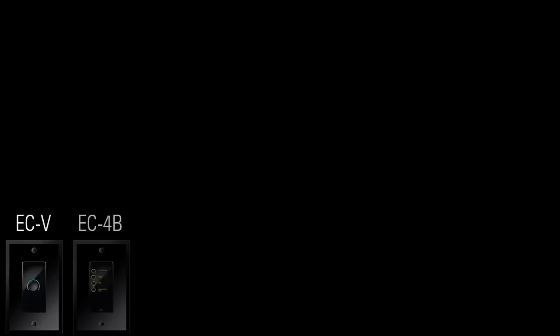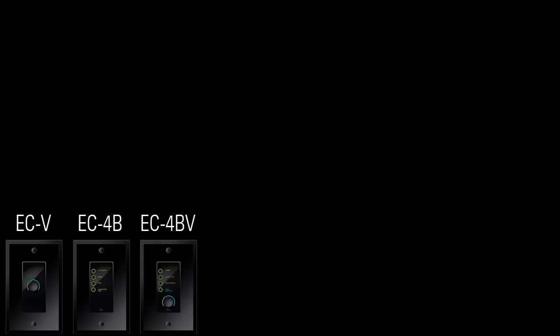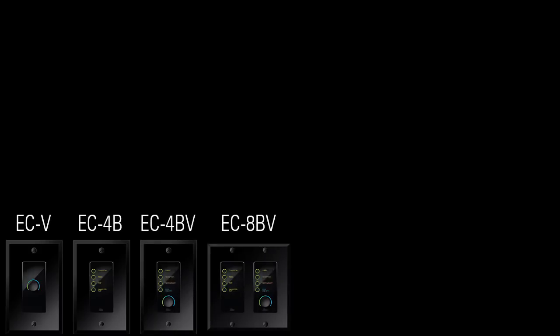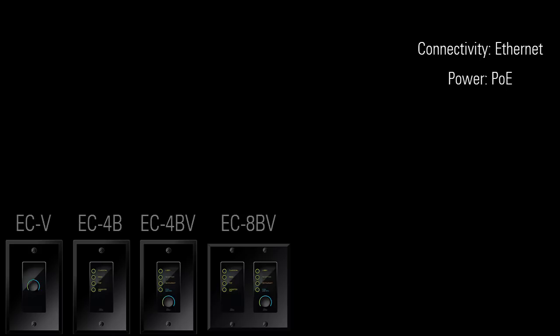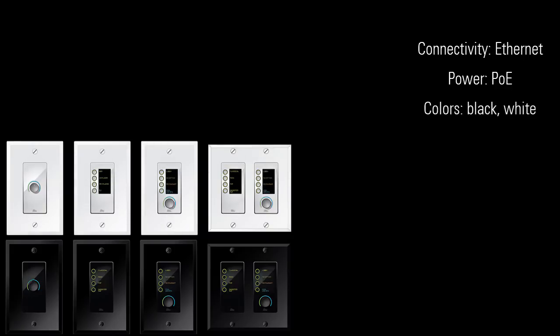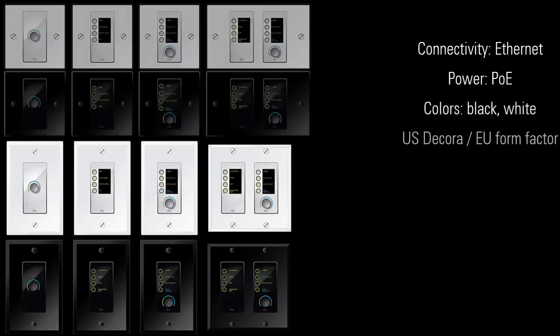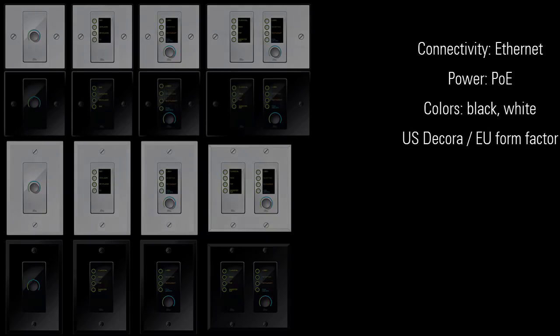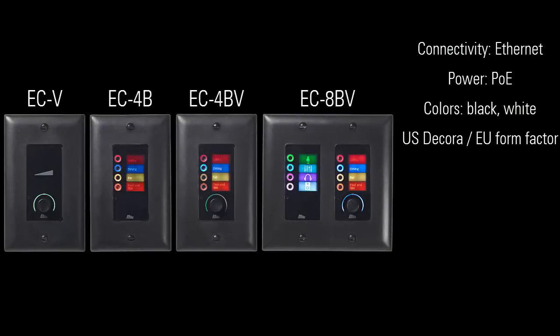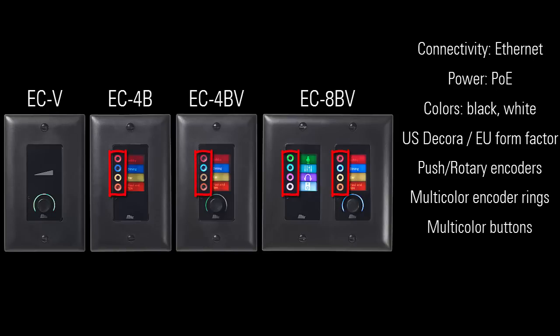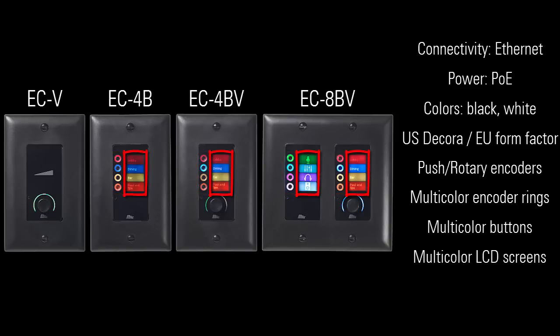The Contrio Ethernet wall controllers are available in 4 different models: the EC-V, EC-4B, EC-4BV, and EC-8BV. Each has a single Ethernet port for configuration, control, monitoring, and PoE powering. They're available in black and white, and each is available in US Decora and EU form factor. They contain various combinations of fully programmable rotary encoders, multicolor encoder rings, multicolor push buttons, and multicolor LCD screens.